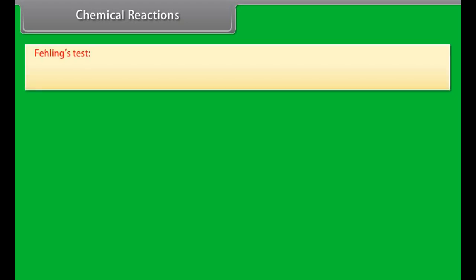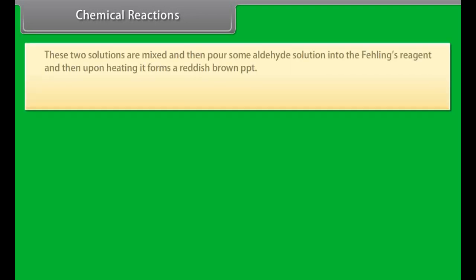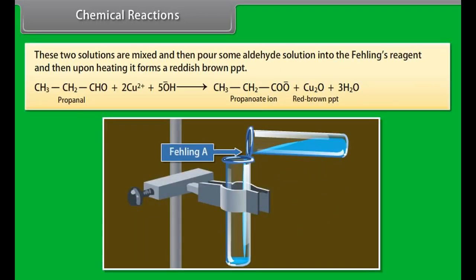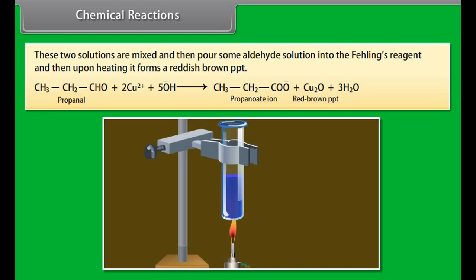Fehling's test. Fehling solution is a mixture of aqueous copper sulfate, Fehling A, and alkaline solution of Rochelle's salt, that is sodium potassium tartrate, Fehling B. These two solutions are mixed and then pour some aldehyde solution into the Fehling's reagent, and then upon heating it forms a reddish brown precipitate.